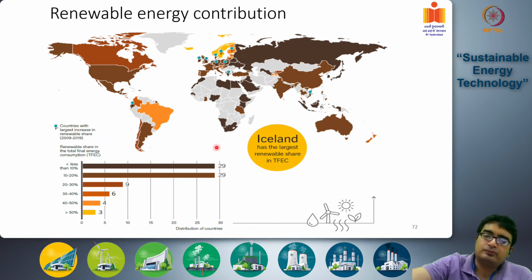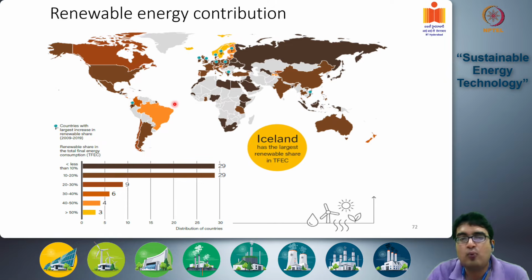This figure shows where the renewable transitions have happened the most and where there is still a long way to go. So the yellow countries are where more than 50% of the total energy comes from renewables. There are only a few yellow countries, particularly Norway, Sweden, Denmark. These are the countries which have a significant renewable share, around 40 to 50%.